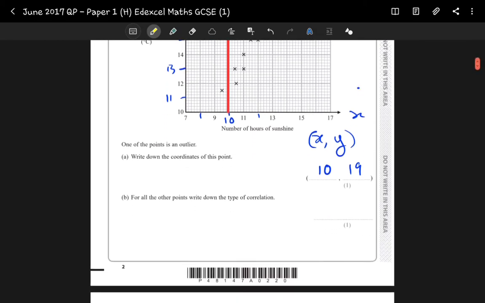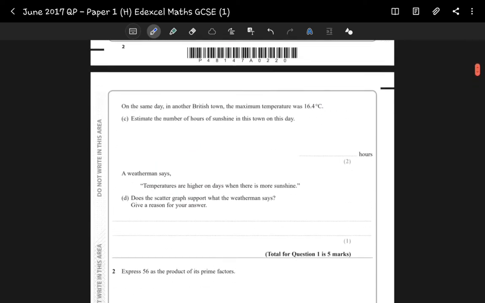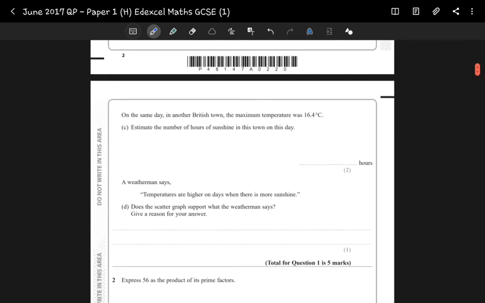So as I was saying, we have an instance here of positive correlation, and for some reason it's given me the wrong pen. So here we go, positive. My handwriting isn't great. And you don't need to write correlation, because it always says correlation there. But it's positive. Okay, next one. On the same day, in another British town, the maximum temperature was 16.4 degrees Celsius. Estimate the number of hours of sunshine in this town on this day.